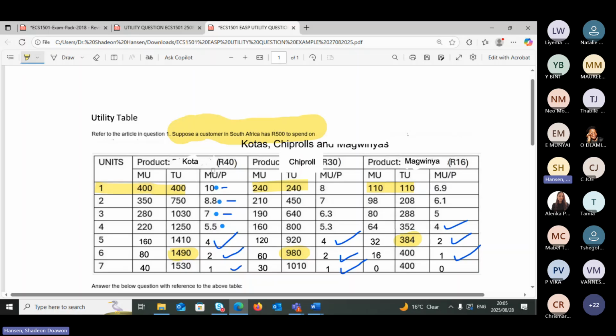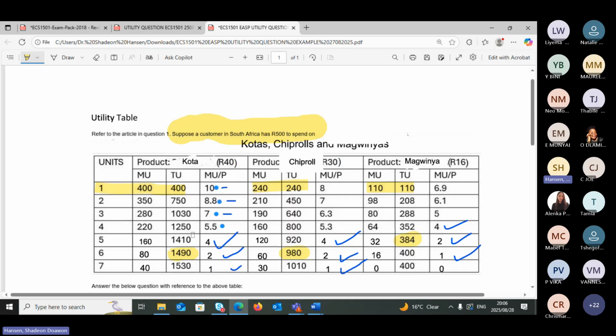Let's see. How did we get to this marginal utility value of 350? That is just 750 minus the 400. You see, 1030 minus 750 gives us 280. 1250 minus 1030 gives us 220. Do you see there? 1490 minus 1410 gives us 80. 1410 minus 1250 gives us 160. That is how we would calculate marginal utility from the total utility.